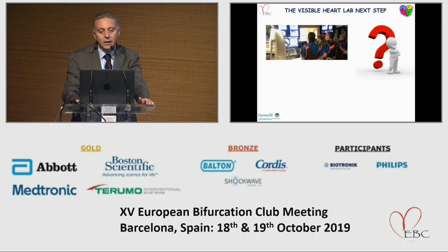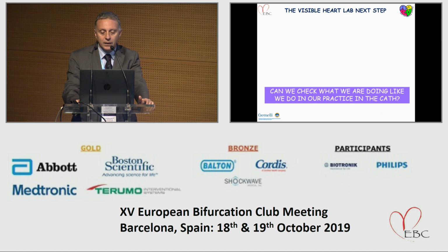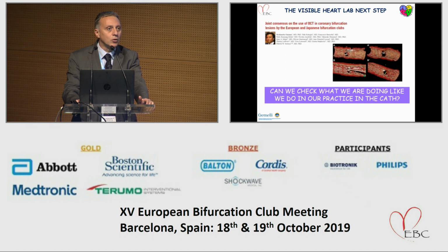When you go inside, it is very nice. You see with different eyes when you come back. But can we check what we are doing like we do in our practice in the cath lab? In this lab we perform the procedures according to angiographic guidance, which is like we do, but it is also important to understand if what we saw in an additional way in the Visible Heart can also be found in our daily practice. And in doing this, I think the European Bifurcation Club did the selection.